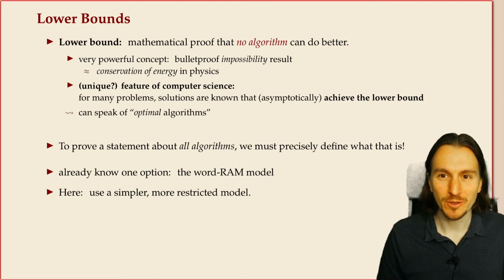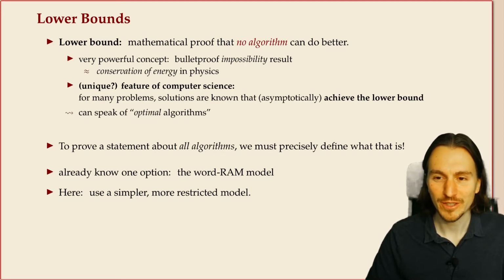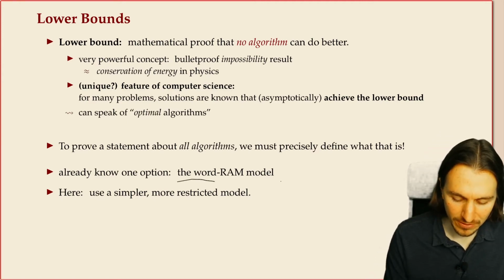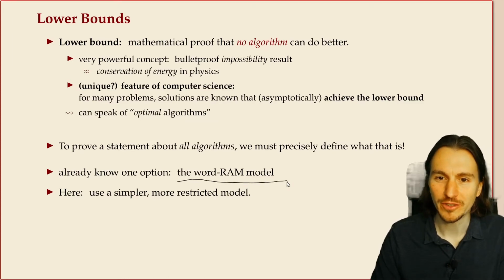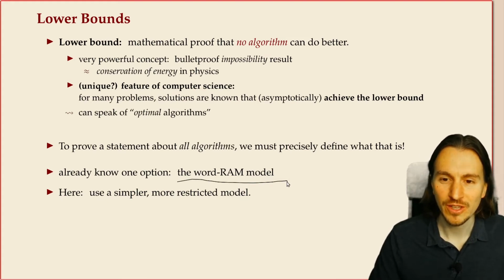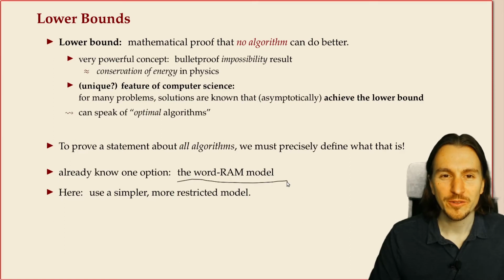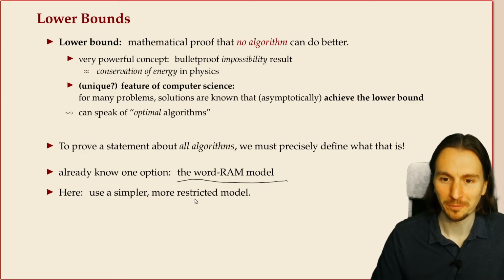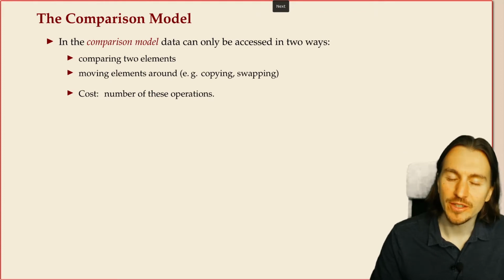As I said, it's a statement about all algorithms, so we must precisely capture what this means. What is all algorithms? We already know one way to do it. Any formal model of computation defines a class of algorithms. But it turns out that the RAM model is fairly powerful, and so it's hard to prove lower bounds for it. It's not impossible, and people do this. This is an active field of research. But for today and for here, we want to look at a more restricted model where the lower bound proofs are simpler. And this restricted model is the comparison model.